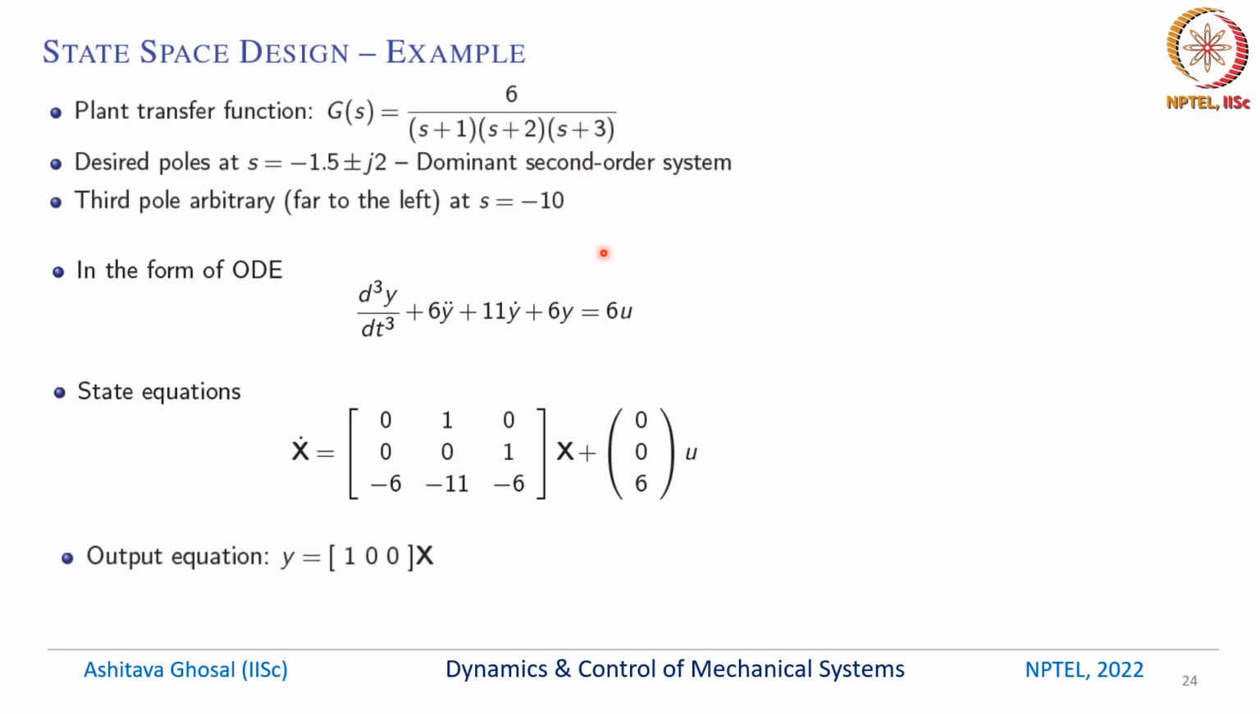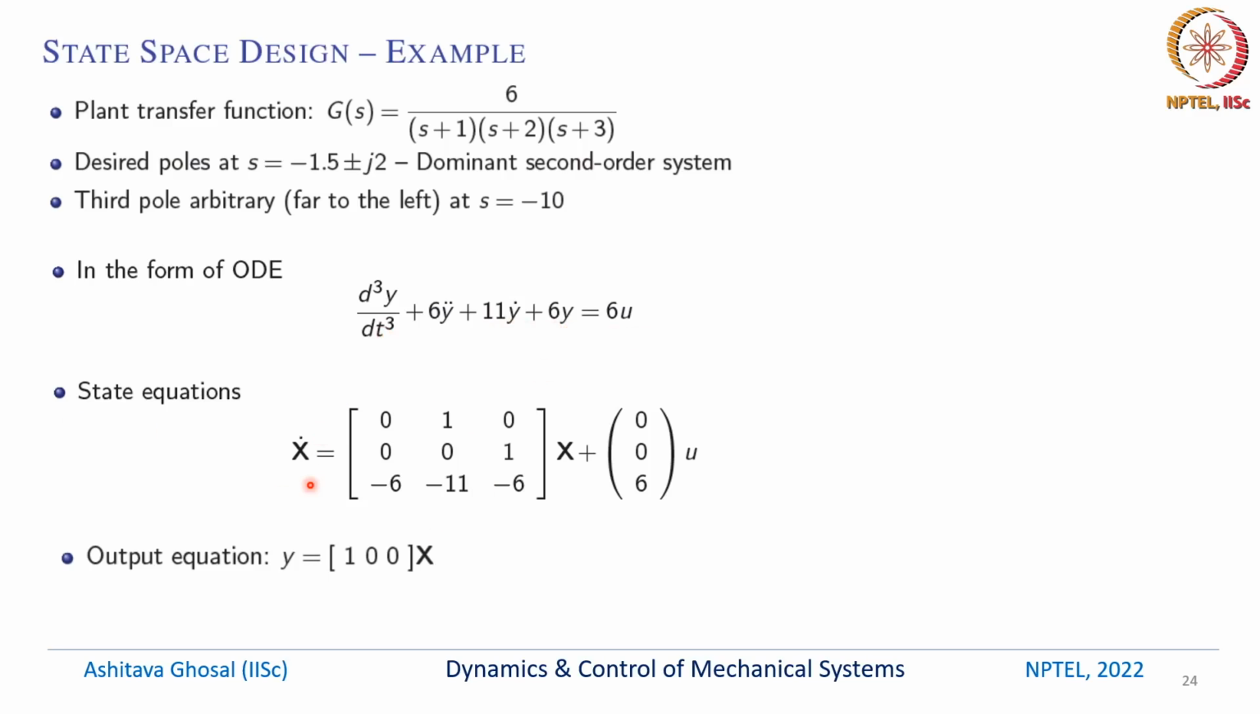The basic idea is that the effect of the third pole will die out very quickly, and the system will behave like this dominant second order system. In the form of an ODE, the differential equation is d3y by dt cube plus 6 y double dot plus 11 y dot plus 6y is equal to 6u.